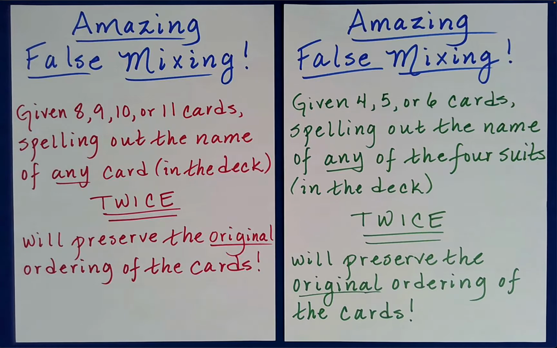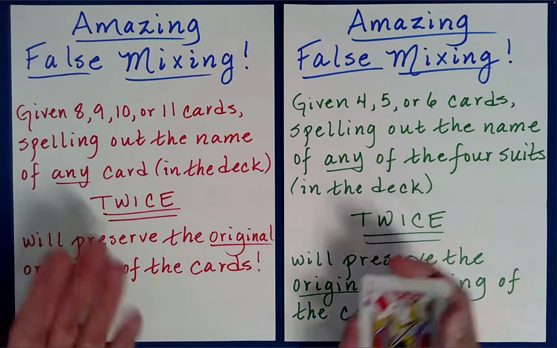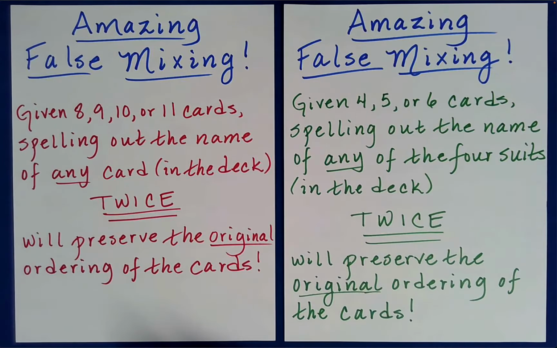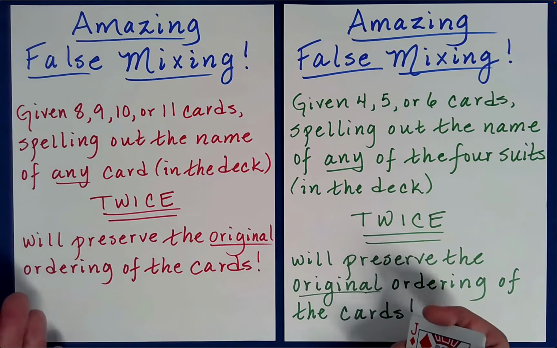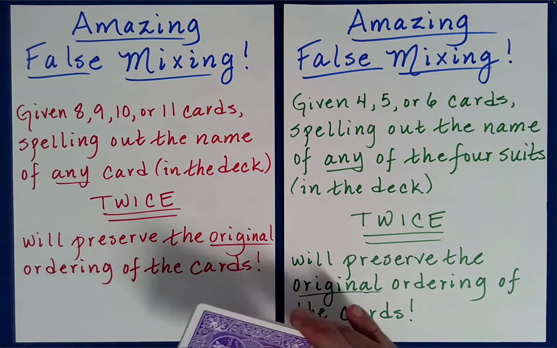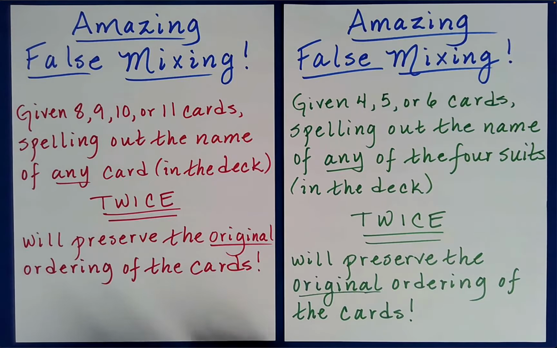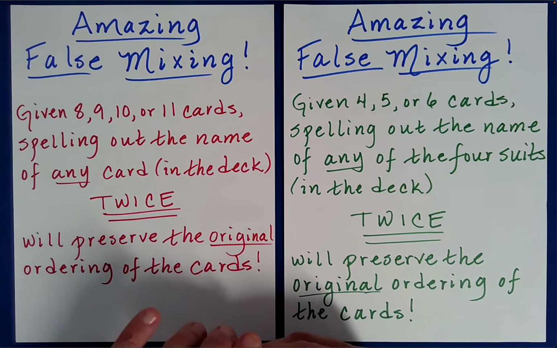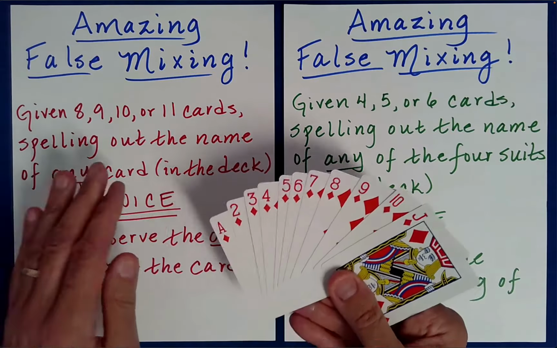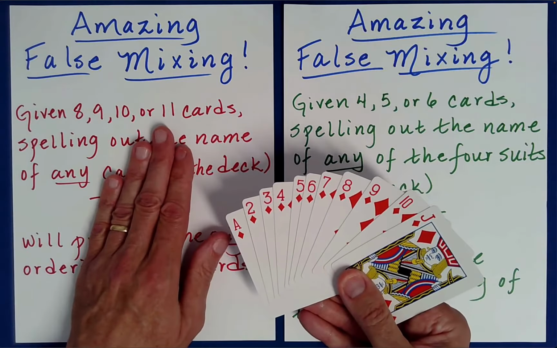So if you have seen demonstrations where false shuffling is used, and it's used a lot, this is the kind of thing that you can do here with smaller packet sizes. 4, 5, 6, and then 8 through 11. You have this wonderful false mixing procedure that sure looks like it's mixing up the cards reasonably well. Okay, so why don't we say the person chooses to work with 11 cards, okay?